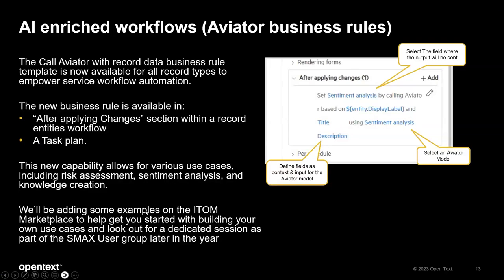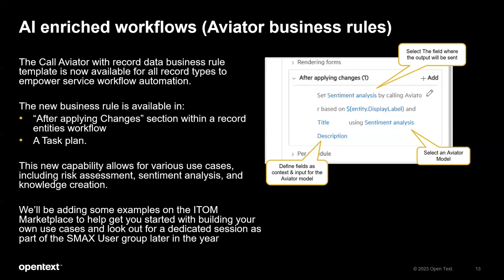Okay. The next section that I wanted to talk about, and again I've got another video that runs in relation to this, is our AI enriched workflows. This is the ability to run Aviator via a business rule, from the after applying changes option within Studio on any record type. That can be request, incident, change. It can be a custom Studio app. It can be on the service catalog button. It can be anywhere where you've got access to Studio and you can run an after applying changes rule.